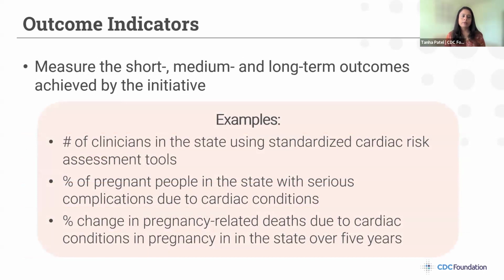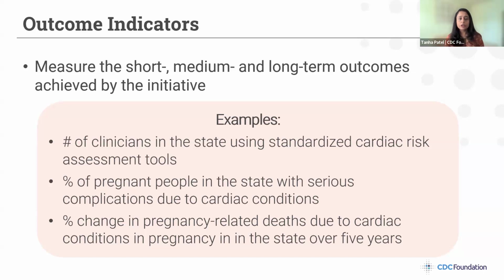So we do have outcome indicators, which are used for outcome or impact evaluation. Outcome indicators can measure the short-term, the mid-term, or the long-term outcomes, which are achieved by the initiatives. An example of a short or mid-term indicator is number of clinicians in the state using standardized cardiac risk assessment tools. This measures a behavior change that is expected to take place soon after the initiative activities are completed.